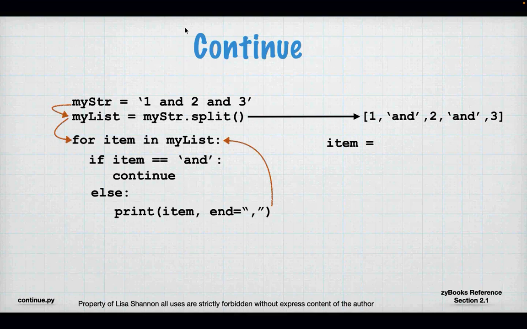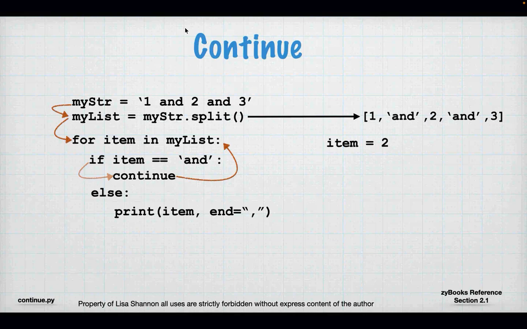Now I'm back up to the top of the for loop. Item is now "and". And I'm going to say, is item the same as "and"? It's going to continue. What continue does is it takes you back up to the loop. In this case, nothing is printed.